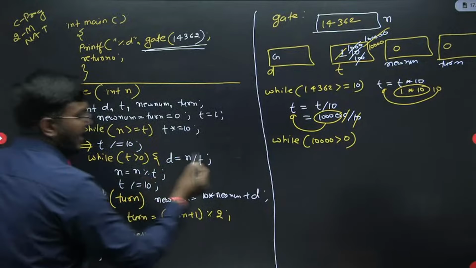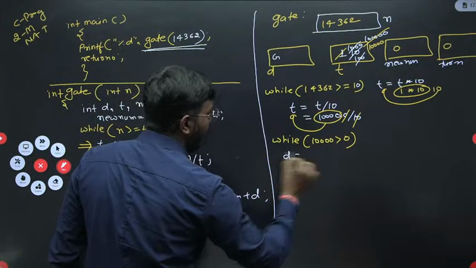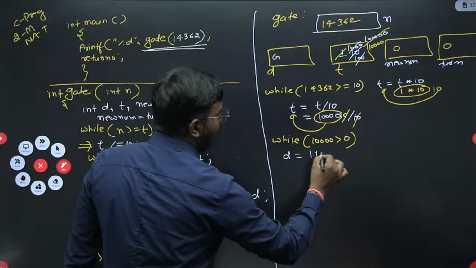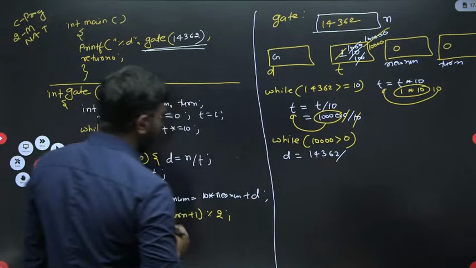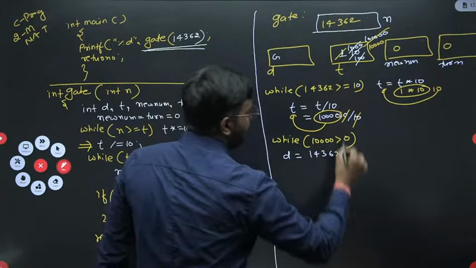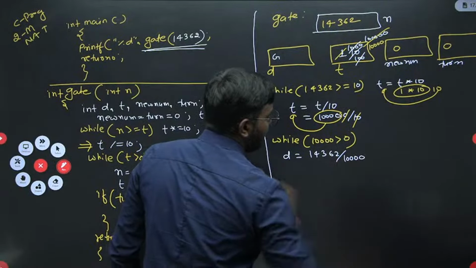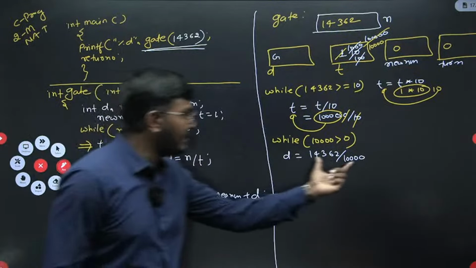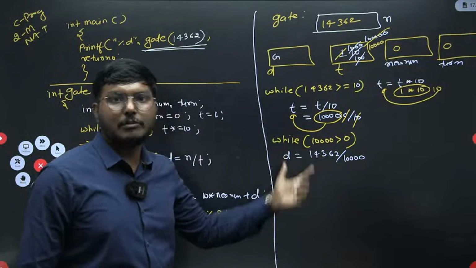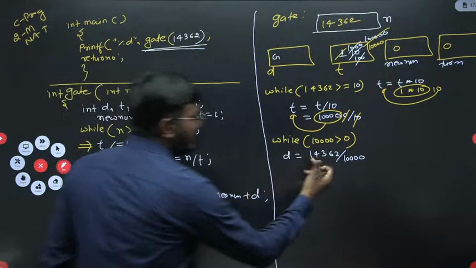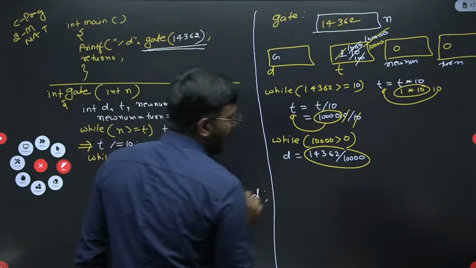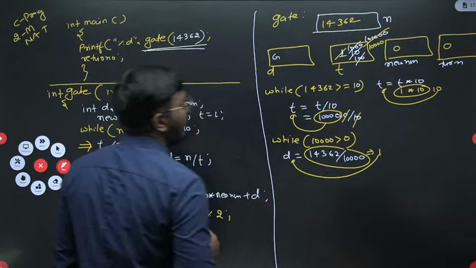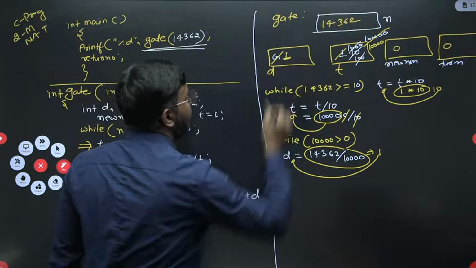What is this statement? Again, it has d. d is nothing but n divided by t. What is the n value? n is 4362 (remaining digits), divided by t. What is this t? This is 10,000. If you divide this value by 10,000, what will be the quotient? The quotient will be only 1. Getting my point? So now that 1 will be updated to the d value. Now d has 1.